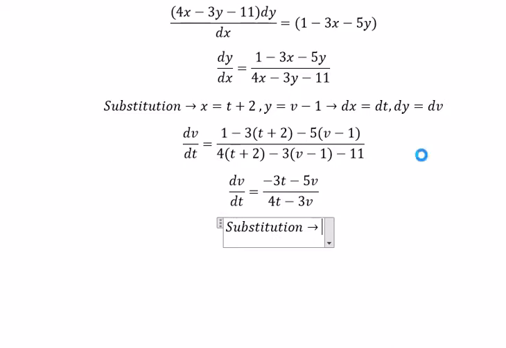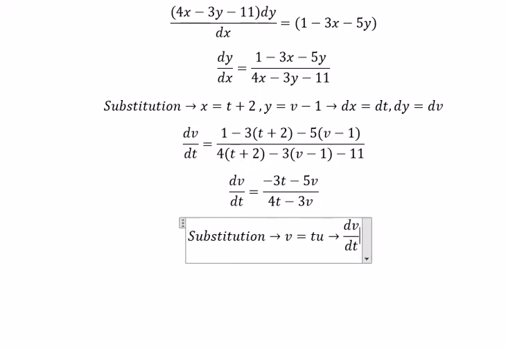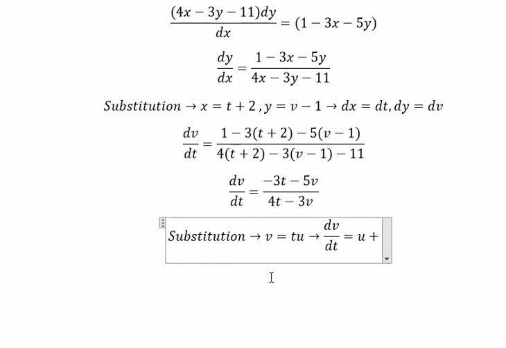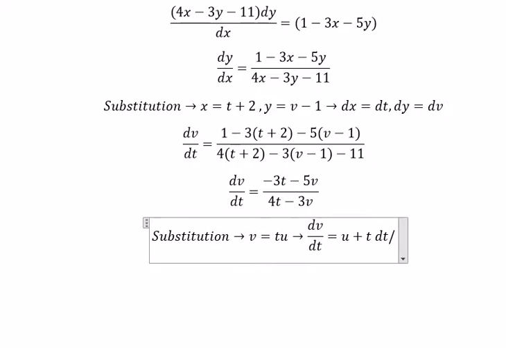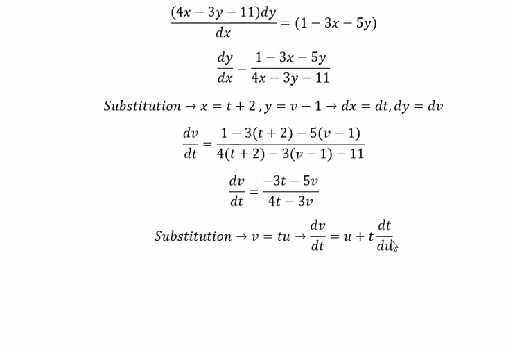So we put v equal to tu. If we take the derivative on both sides with this one, you get dv over dt. So the derivative of t, you will get u. If we take the derivative of u, you get t multiplied with du over dt.